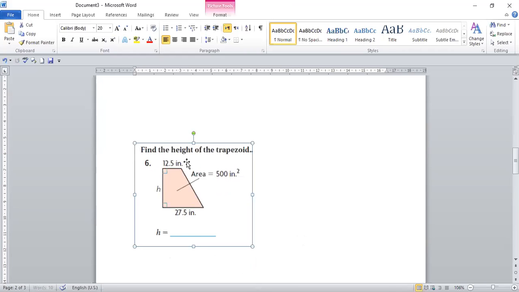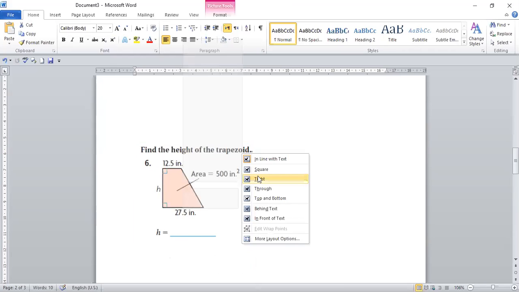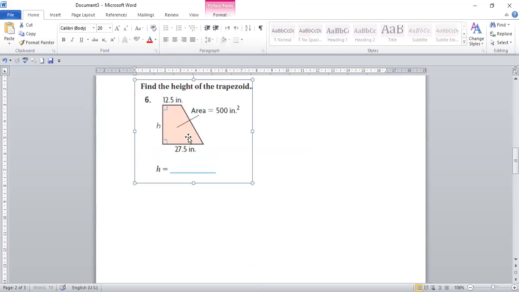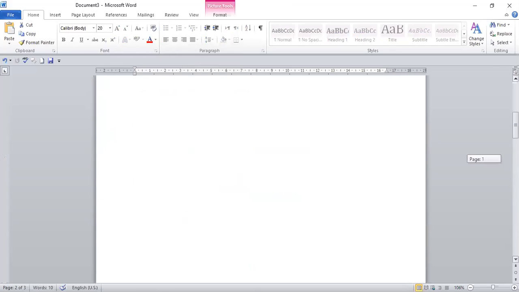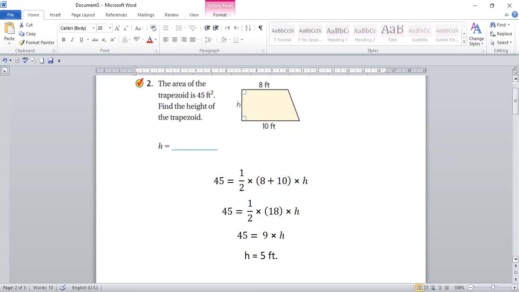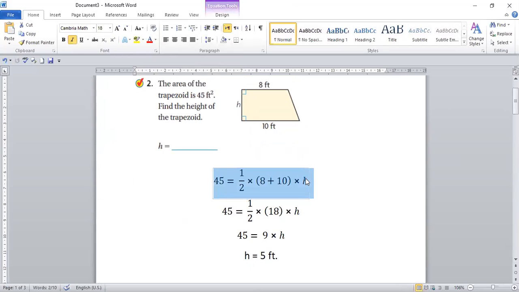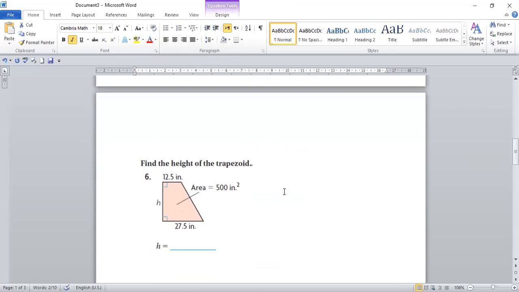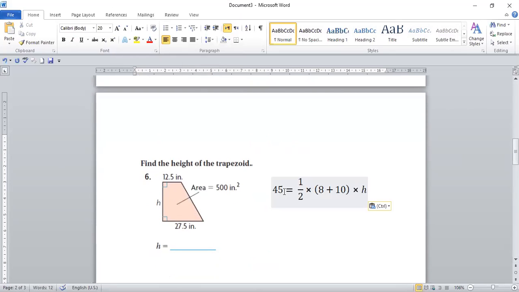So this is question number 6. All that you have to do is always start by writing the formula. The formula is very, very important. I'm not writing it out; for my ease, I'm just pasting the old one. The formula is A equals half multiplied by (b1 plus b2) multiplied by h.